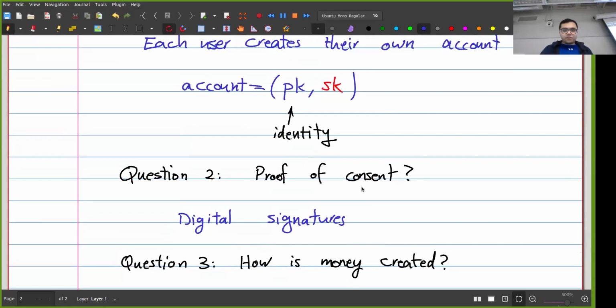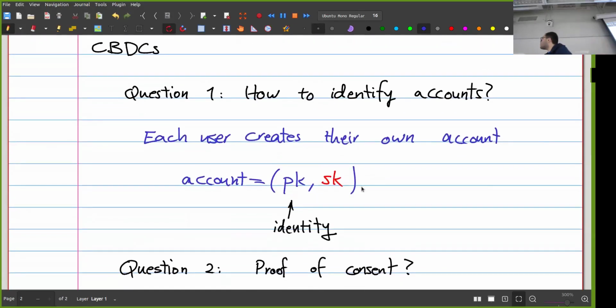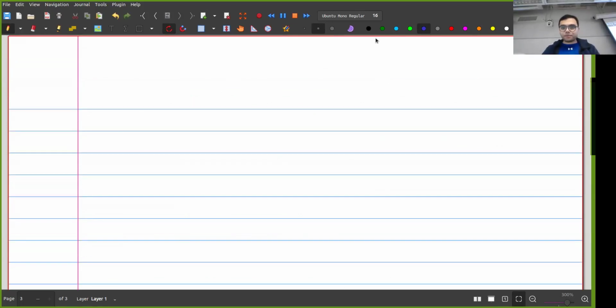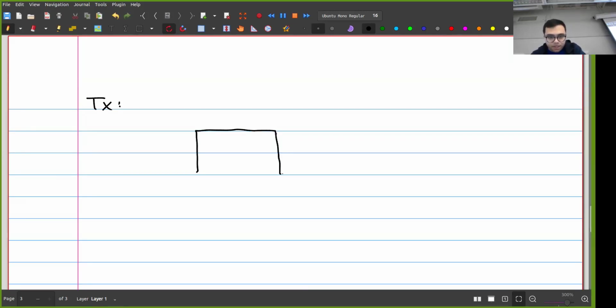Okay, so we kind of have an overview of what we want to create here. Let's actually create it. So I have to define what a transaction is. So I'm going to say what my transaction is like. Now, here's how I'm going to create a transaction. I'm going to say that every transaction has a bunch of fields. So it's just this thing.